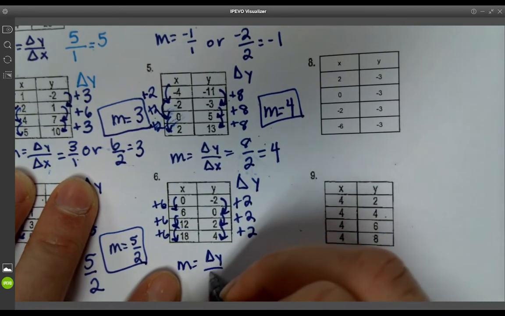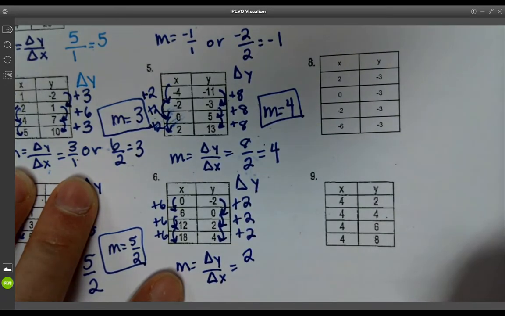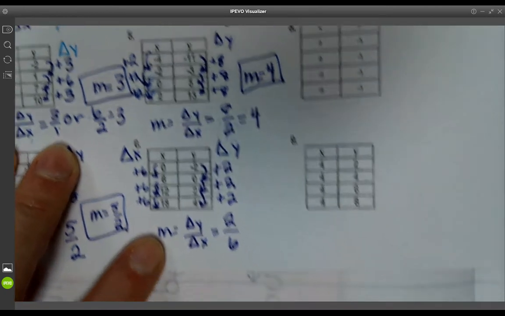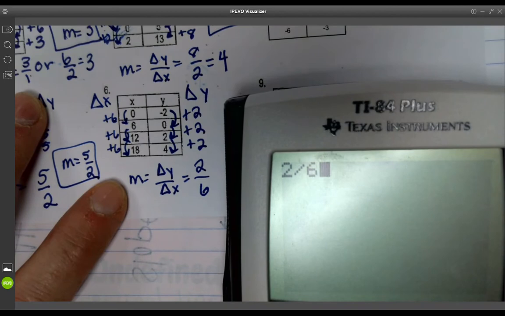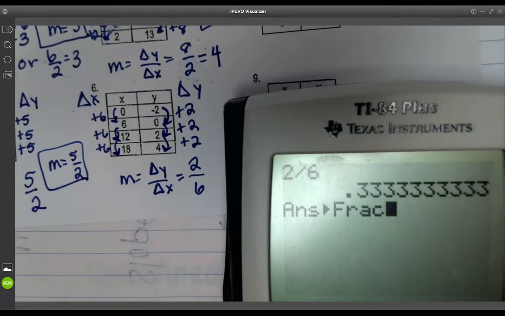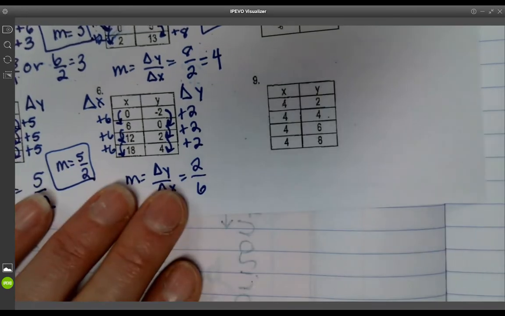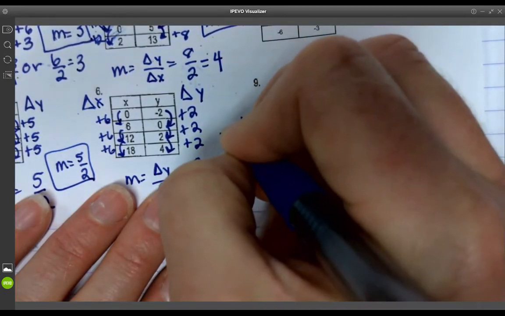Change of y over change in x. Change of y's is 2. Change of x's is 6. So you can always reduce this in your calculator. I could do 2 divided by 6. It comes out as a decimal. And then I'd hit math, enter, enter. And that will reduce the fraction for me. 1/3. So m equals 1/3.